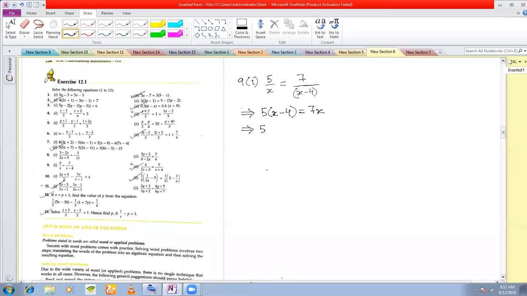Next you simplify. Plus 5 into plus x is 5x, and plus 5 into minus 4 is minus 20. Simplified. Now the next step is to bring all the x's on one side. So 5x is already on the left hand side, leave it as it is, no sign change. Plus 7x comes from the right hand side to the left hand side, so it becomes minus 7x. And minus 20 moves from the left hand side to the right hand side, so it becomes plus 20. We have minus 2x is equal to 20.